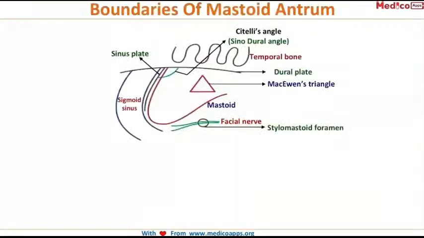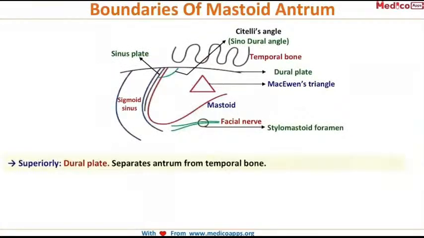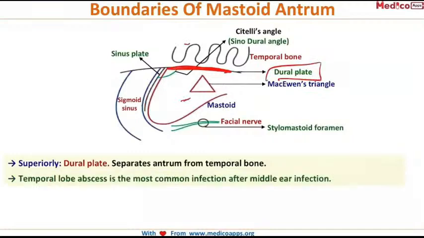antrum. Now let's look at the boundaries of the mastoid antrum. As you can see, superiorly it is formed by the dural plate. Okay, it separates the antrum from the temporal lobe. An important exam point over here, the temporal lobe abscess is the most common complication after middle ear infection. Okay, so temporal lobe abscess, please remember, is one of the most common ear infections.